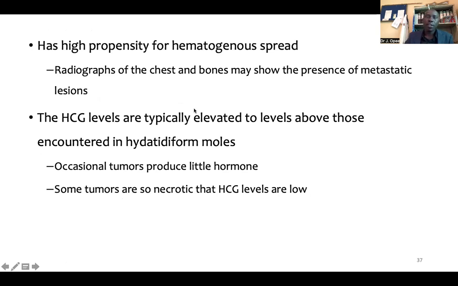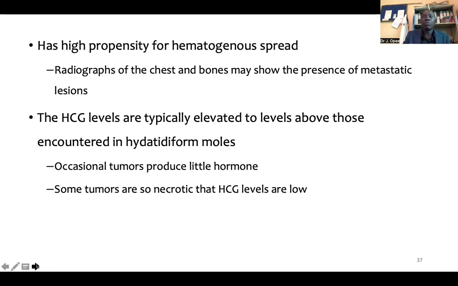So the most important thing is the spread. The commonest modality for the spread is hematogenous. So it can dislodge to the lungs, and the lungs are the commonest organs for metastasis. But with X-rays available, when you do chest radiographs, you'll be able to see metastatic lesions within the lungs, and that will be able to tell you how serious the tumor has gone.